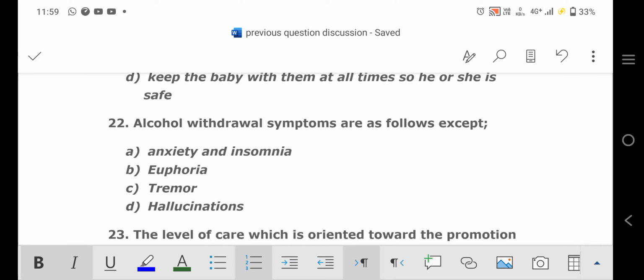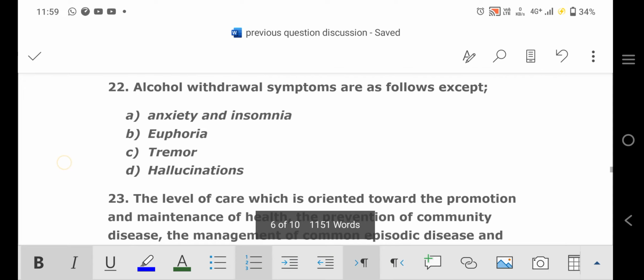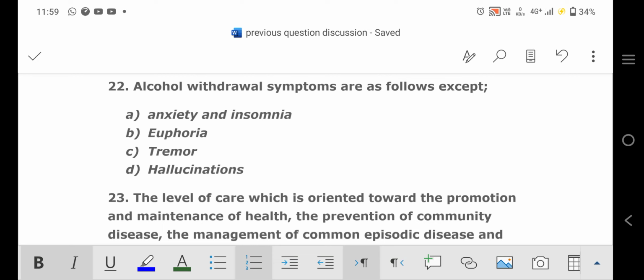Next question. Alcohol withdrawal symptoms are as follows except. Option A, anxiety and insomnia. Option B, euphoria. Option C, tremor. And option D, hallucination. It is a very easy question.